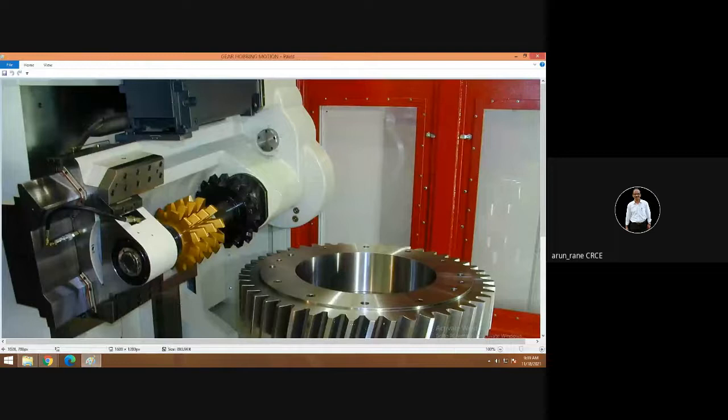This is a picture of gear hobbing. So this yellowish nature is because of the titanium carbide coating. If it is titanium nitride, it looks grayish. Both titanium carbide as well as titanium nitride coatings are popular.